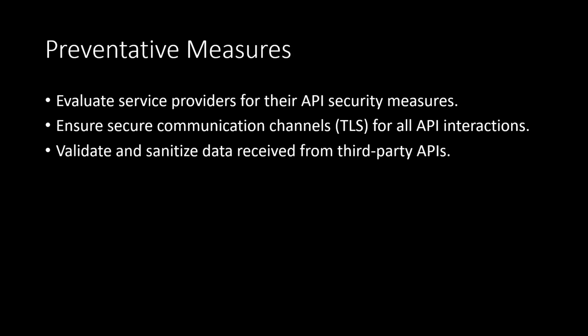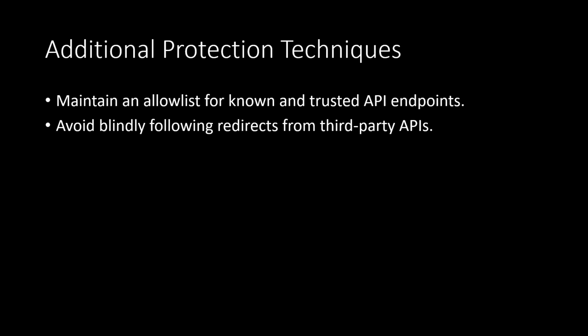Preventing unsafe API consumption involves evaluating service providers for their API security measures, ensuring secure communication channels, TLS, for all API interactions, and always validating and sanitizing data received from third-party APIs. Additional protection techniques include maintaining an allow list for known and trusted API endpoints and avoiding blindly following redirects from third-party APIs.